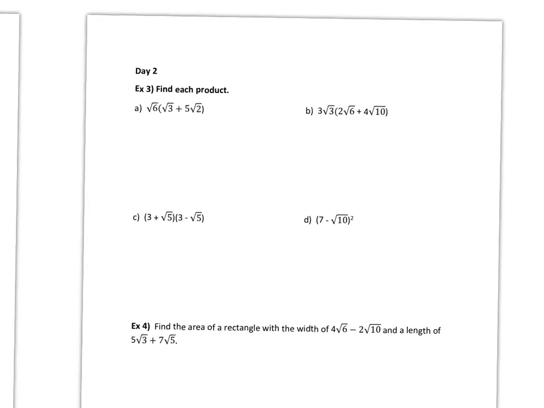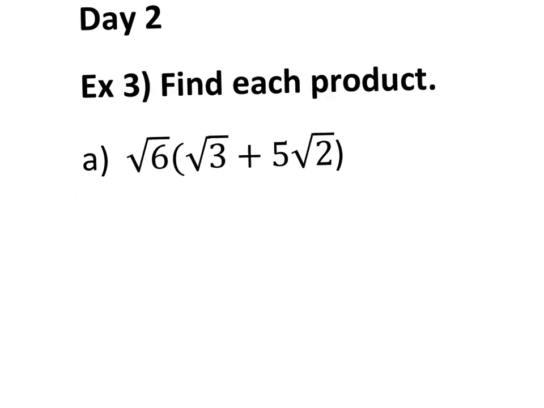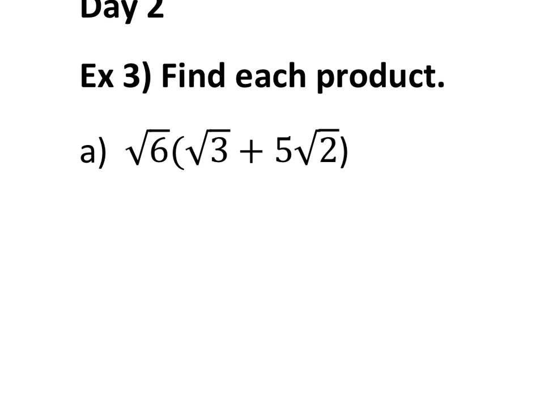Okay, we're going to be doing lesson 10.3, but we're going to go ahead and focus on the day 2 notes, okay? All right, so what we're looking at here is they're going to ask us to find each product or just multiply. So when we look at this first problem here, we're going to multiply the square root of 6 to both parts. So we're just basically distributing or foiling is what's going on here.